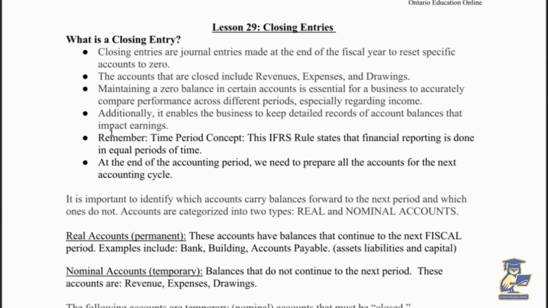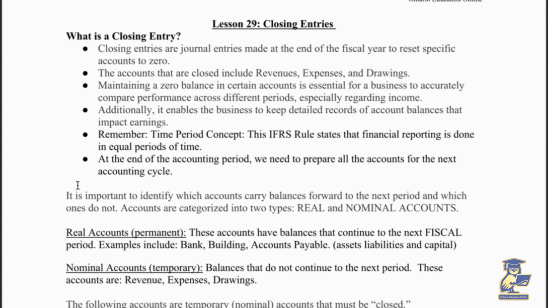Maintaining a zero balance in certain accounts is essential for a business to accurately compare performance across different periods, especially regarding income. And another reason for this is because of the time period concept. So this IFRS rule states that financial reporting is done in equal periods of time. And so for that to happen, we need to prepare all the accounts for the next accounting cycle. So in order to do that, we need to close our revenue accounts, our expense accounts, and our drawings account.